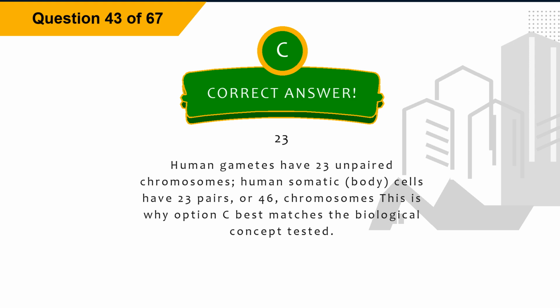Explanation. Human gametes have 23 unpaired chromosomes, human somatic, body, cells have 23 pairs, or 46, chromosomes. This is why option C best matches the biological concept tested.